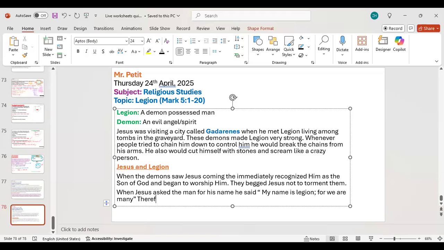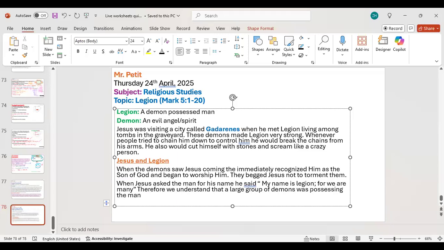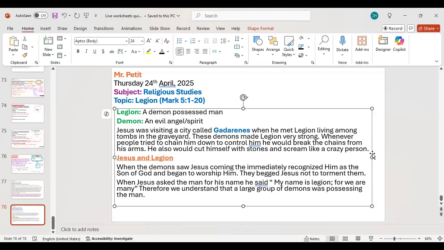Therefore, we understand that a large group of demons was possessing the man. And I'm sure none of us want to be in that state. It's a sad state. But thank God for Jesus.